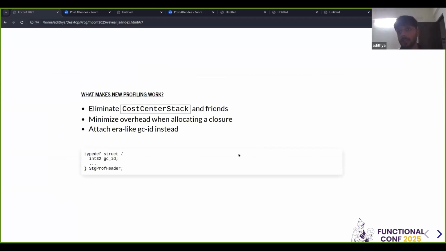So how do we solve this problem, right? What does this new tool do? We take the standard profiling mode and we churn it down. We remove a lot of the information that the default profiling mode keeps track of, right? So we eliminate cost center stack and friends, and we minimize the number of instructions that are introduced, because we want to keep track of certain things. We keep track of only one thing, which is the GCID. For every closure, we attach a GCID. We'll talk about GCID a little more later.